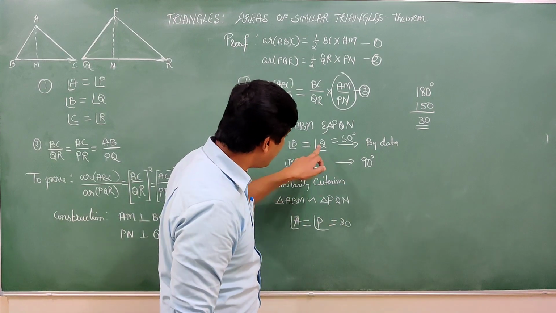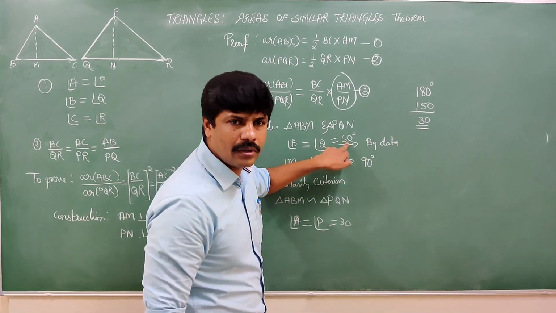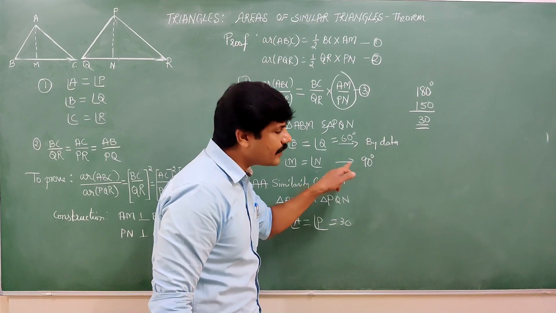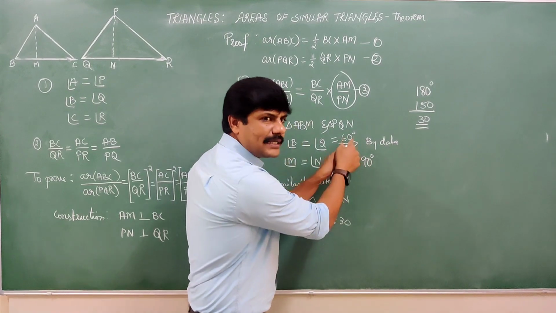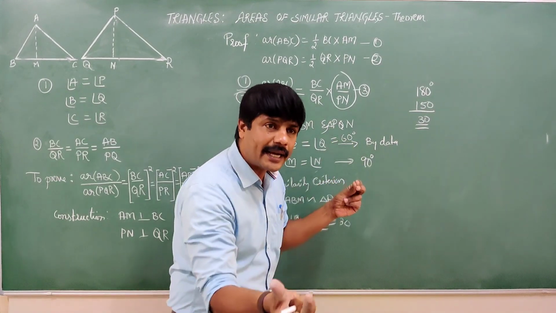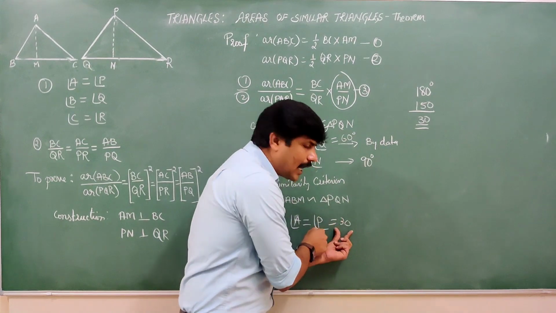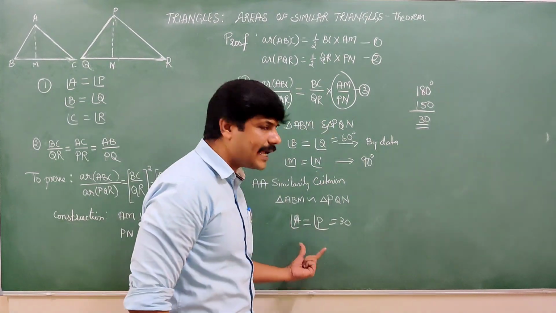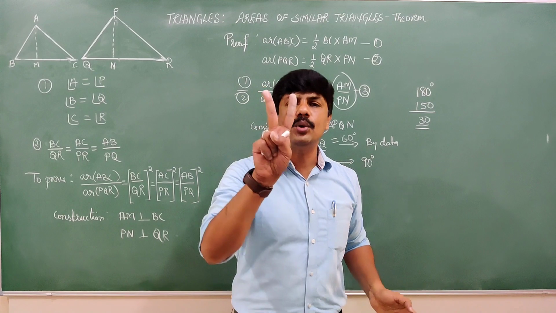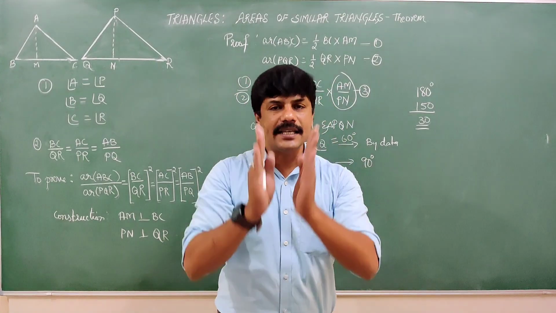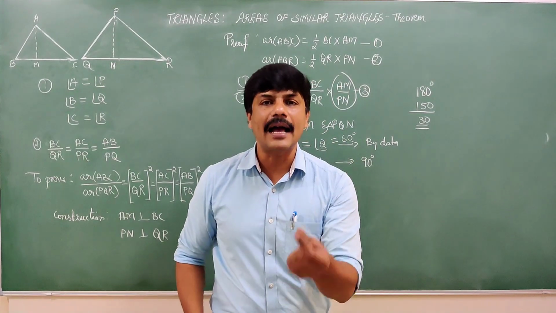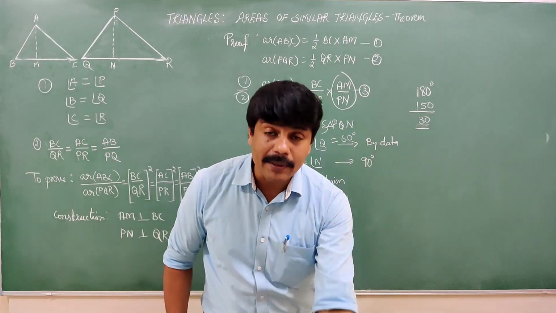In the same way, angle Q is equal to 60, angle N is equal to 90, 90 plus 60 is 150, then the shortage is 30, so angle P must be 30. So in both cases, if you prove only two angles are equal, that is enough. The third angle must be equal.